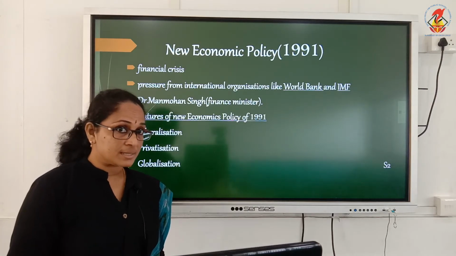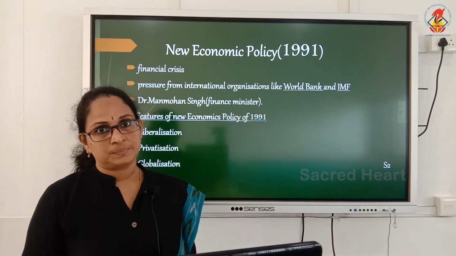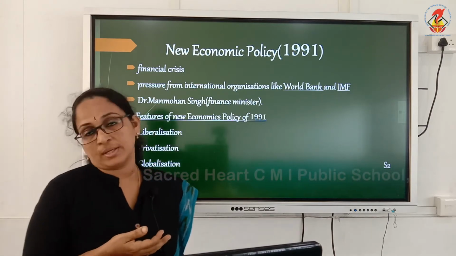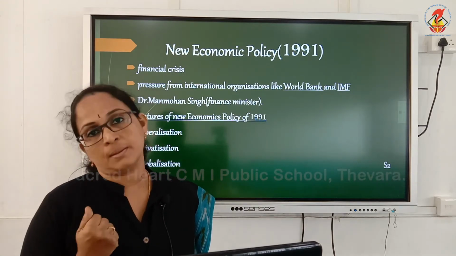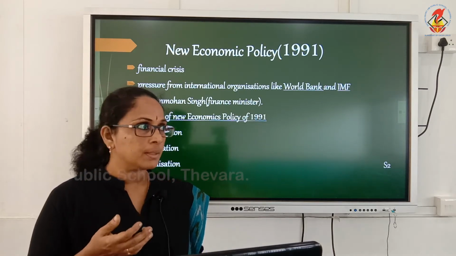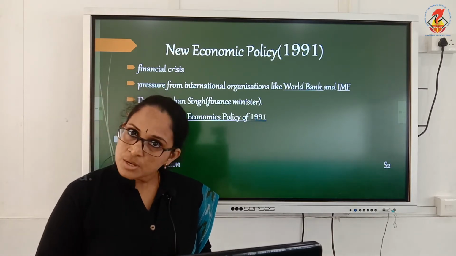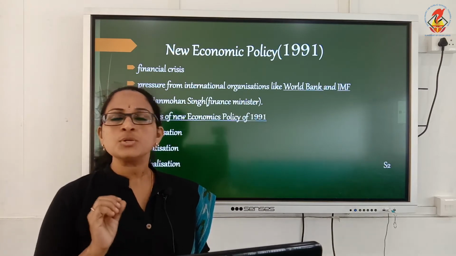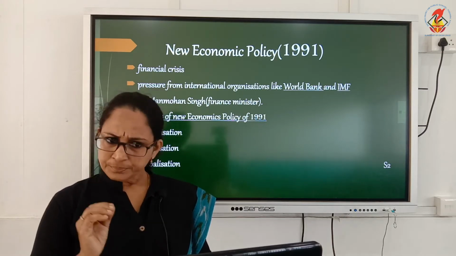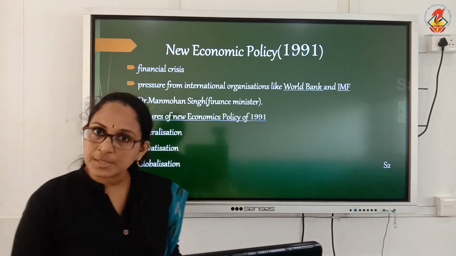In the year 1991, the Indian government adopted a new economic policy due to a financial crisis and pressure from international organizations like the World Bank and IMF. That means, children, in 1991 our government made changes in economic policies due to the financial crisis in the country and pressure from international institutions like the World Bank and IMF. At that time, Dr. Manmohan Singh was the Finance Minister of India.